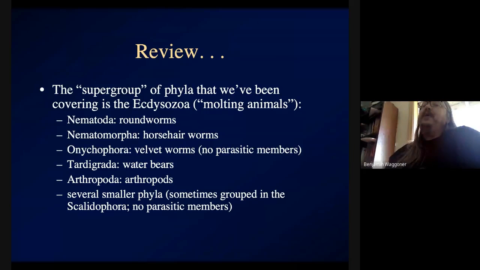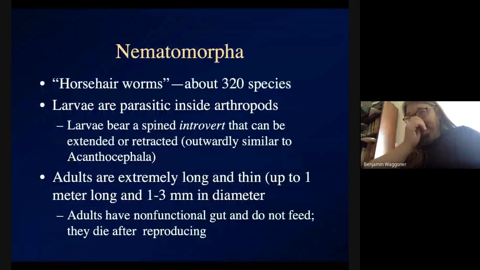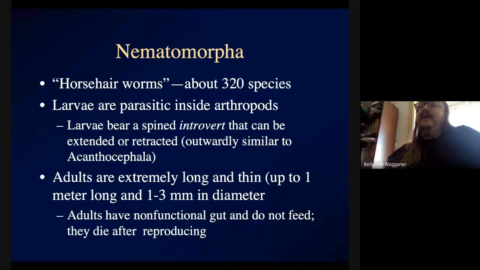But there is one smaller phylum that you'll encounter in Arkansas, and that's the Nematomorpha, the horsehair worms. There's about 320 species of those. The larvae are parasitic inside arthropods. The larvae look a little like acanthocephalans, although most people don't think they're closely related at all.